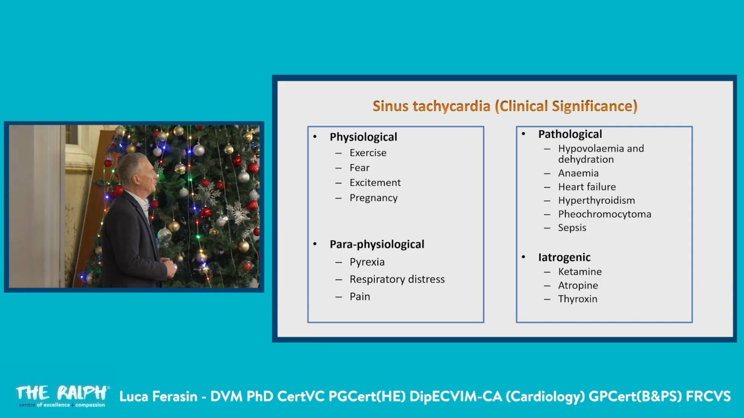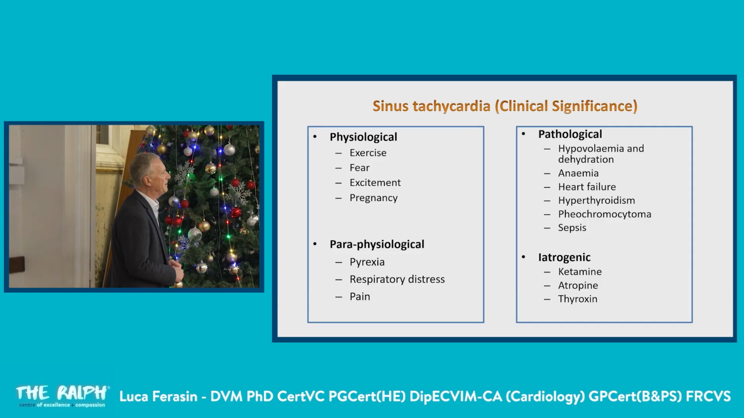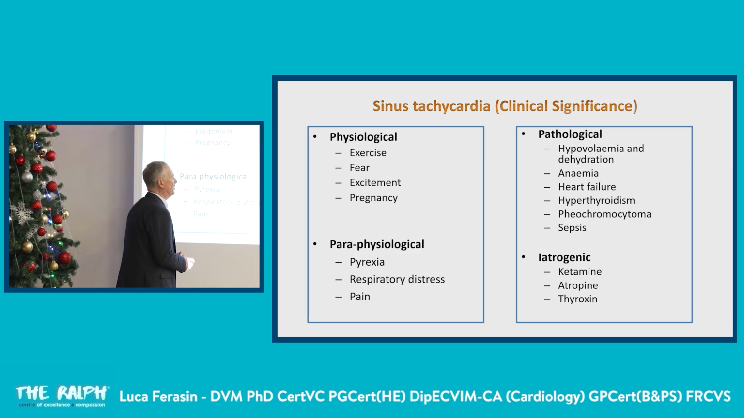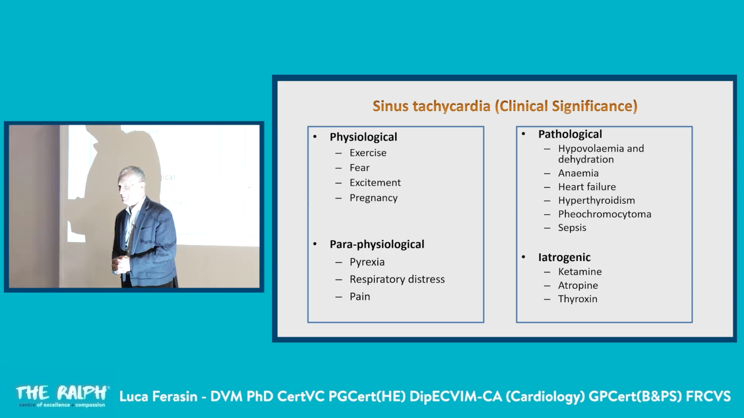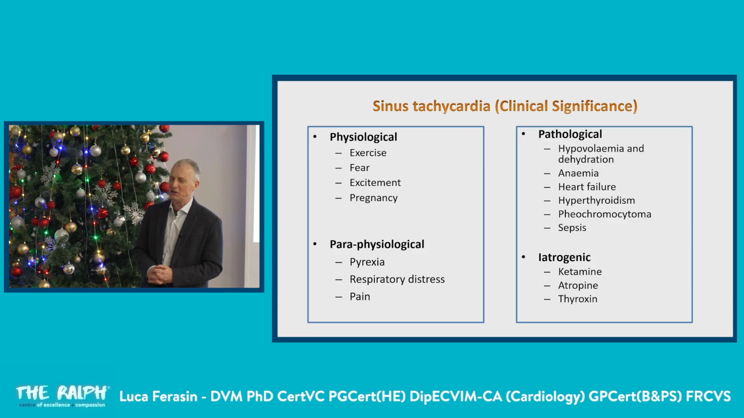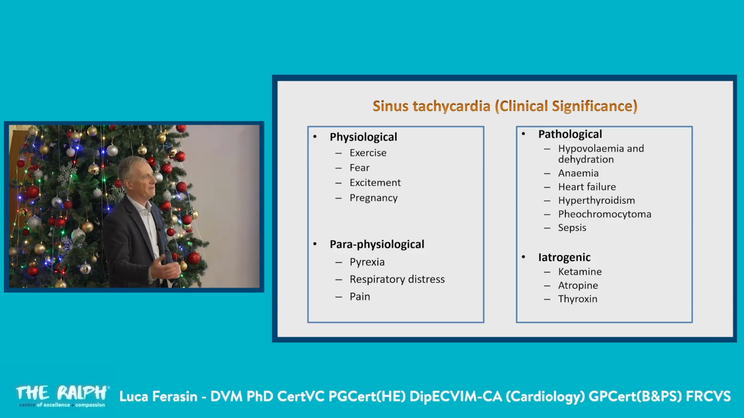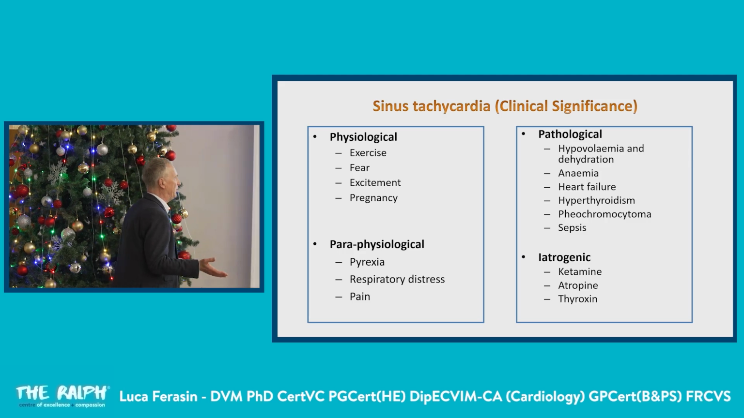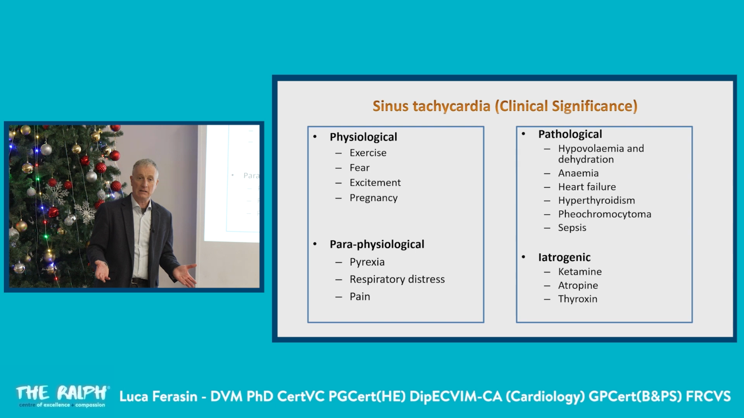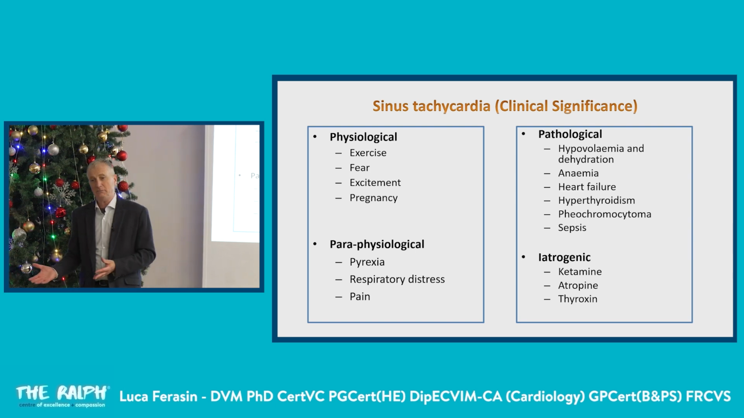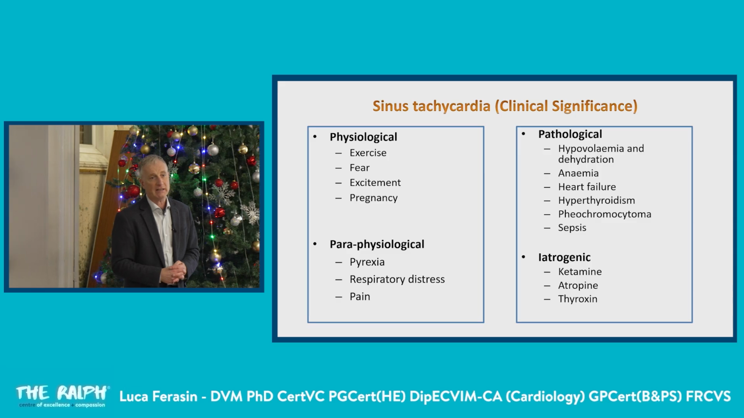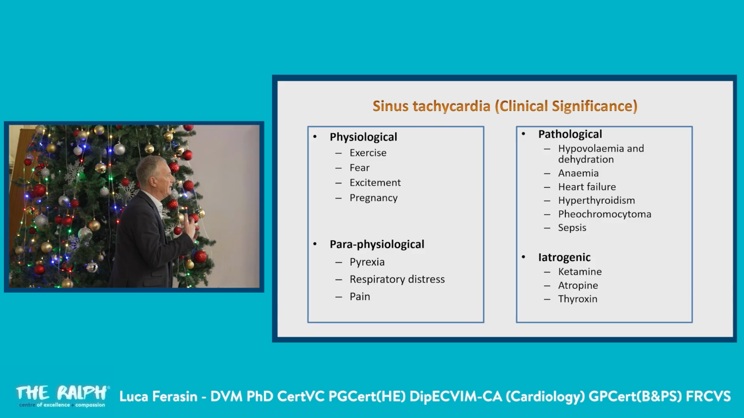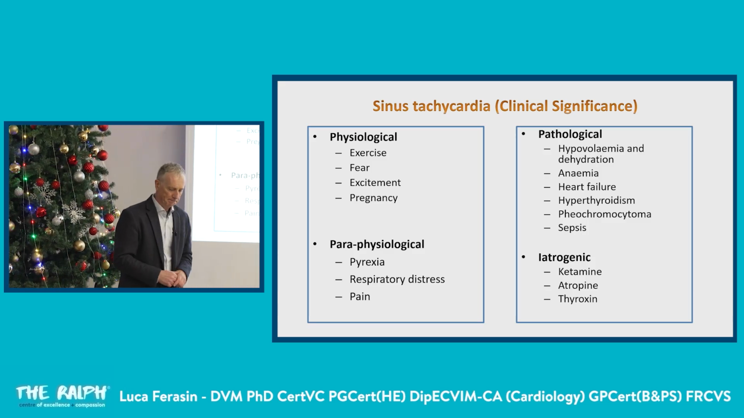And then we go other pathological conditions like hypovolemia, anemia, heart failure, hyperthyroidism, pheochromocytoma, and sepsis. The only difference with pheochromocytoma, perhaps, that's probably the only exception where you have a sudden onset and sudden offset, because that is in relation to the release of catecholamines by the tumor. But also iatrogenic causes are important: ketamine, atropine, thyroxine. We give thyroxine sometimes in good faith, thinking we're dealing with an hypothyroid patient, but the patient is perhaps a euthyroid sick syndrome case, and therefore we may end up causing a sinus tachycardia.